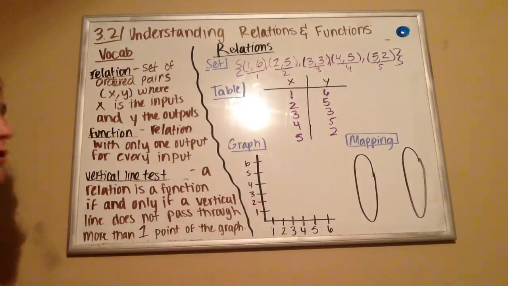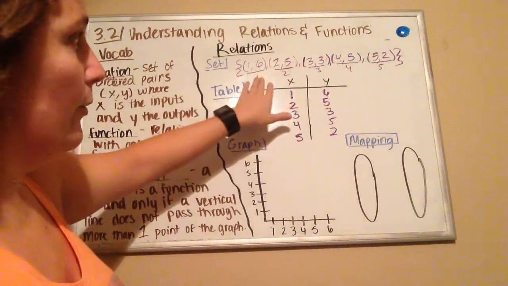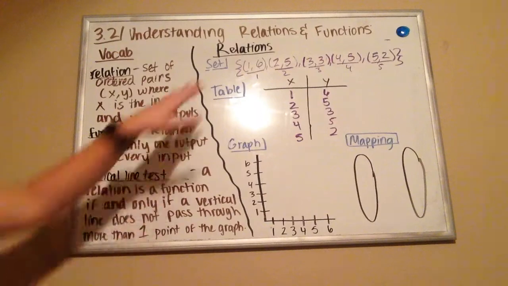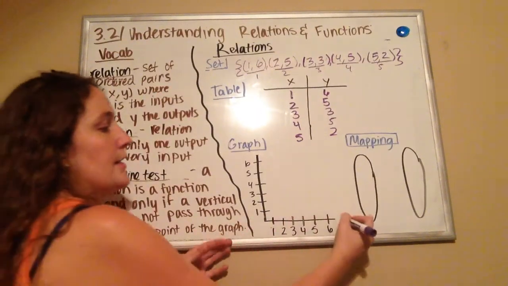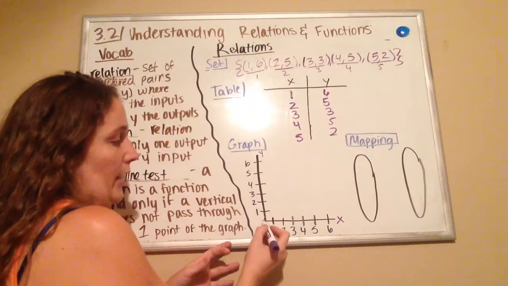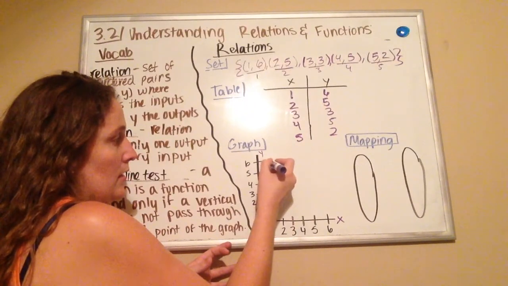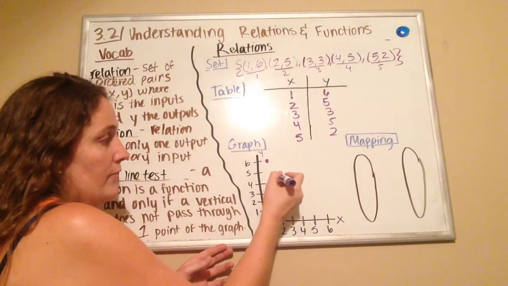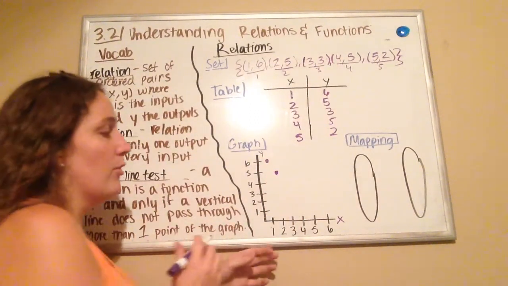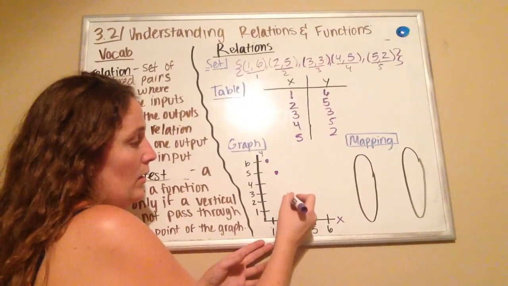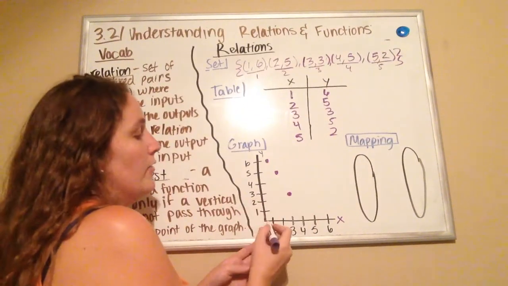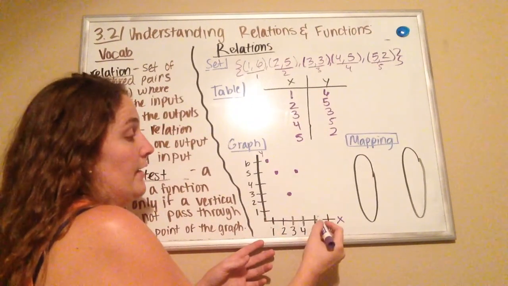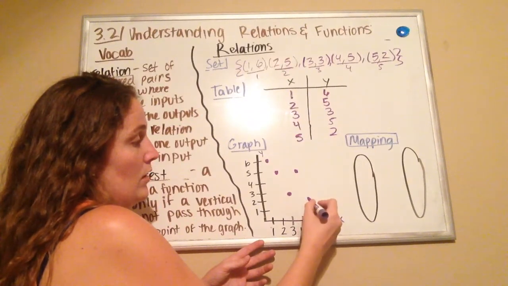For the graph, what we're going to do is we're going to take each one of these points, and remember there are 1, 2, 3, 4, 5 points. Each one of those points is going to become a dot on our graph. So our first point, 1, 6. All right, this is our x, this is our y. We're going to go 1, 6. Okay, the next one, 2, 5. We're going to go 2, 5. Okay, the next one we have 3, 3. So 3, 3. 4, 5. We're going to go 4, 5, 5, 2. And that's it.